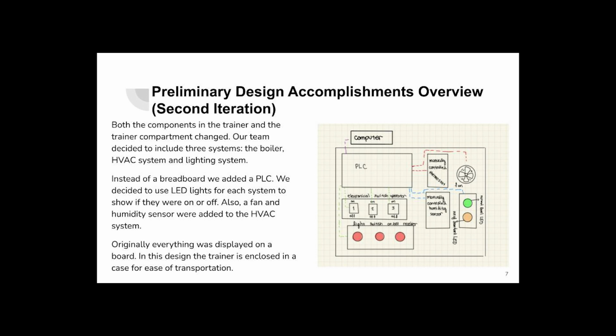This is what we came up with for our second iteration. Both components of the trainer and the trainer compartments changed. Our team decided to include 3 systems, the boiler, the HVAC, and the lighting system. Instead of a breadboard, we added a PLC. We decided to use LED lights for each system to show if they were on or off. And we also added a fan and a humidity sensor for the HVAC system. Originally, everything was displayed on a board, but in this design, the trainer is enclosed in a case for ease of transportation.